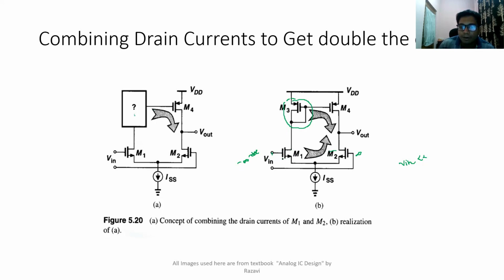If you are applying less than 0, what will happen to this transistor? Off, sir. This transistor becomes off. If this transistor becomes off, can any current flow here? Will there be any current flow? No, sir. There is no current flow here.